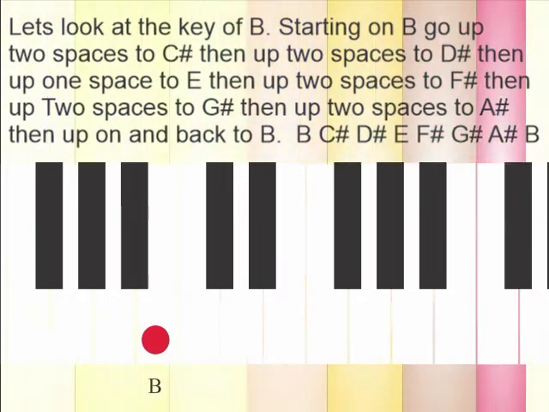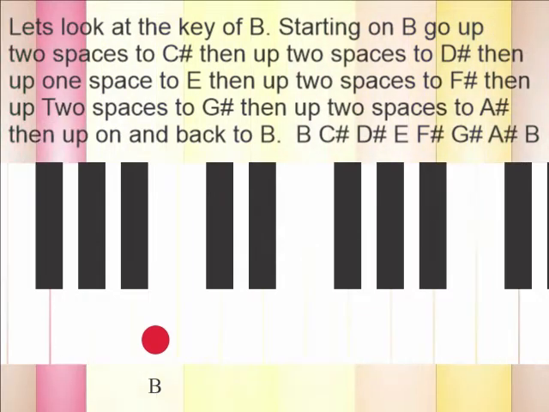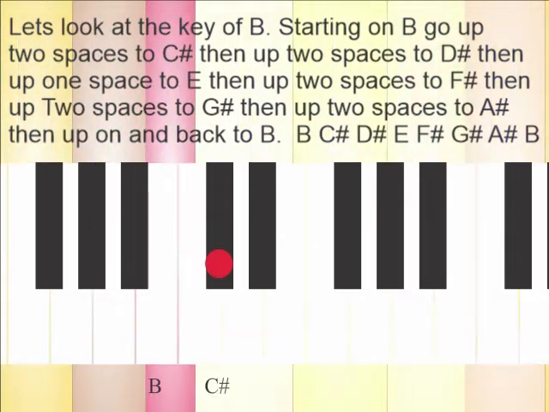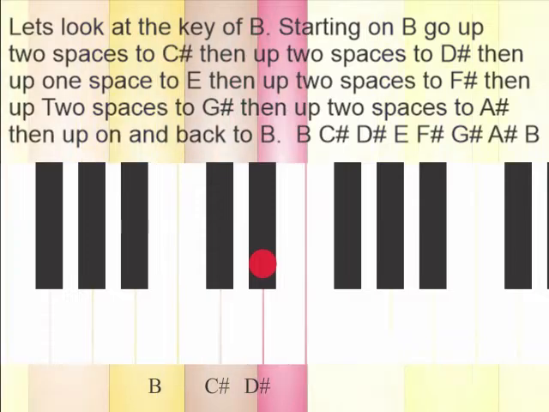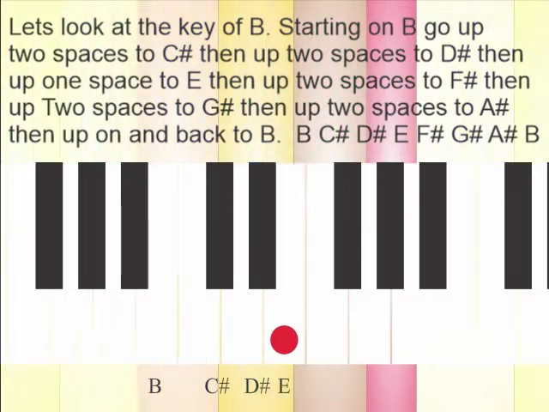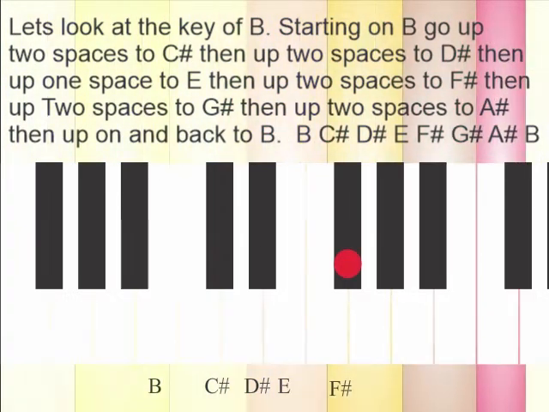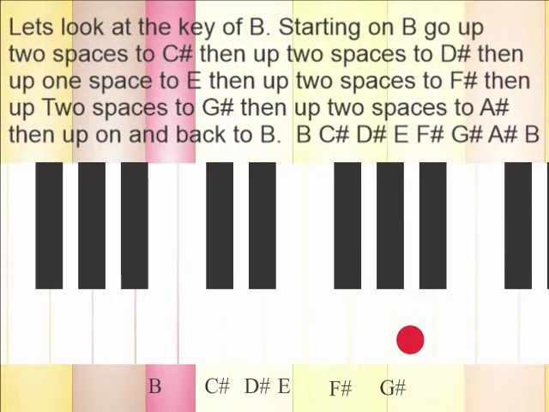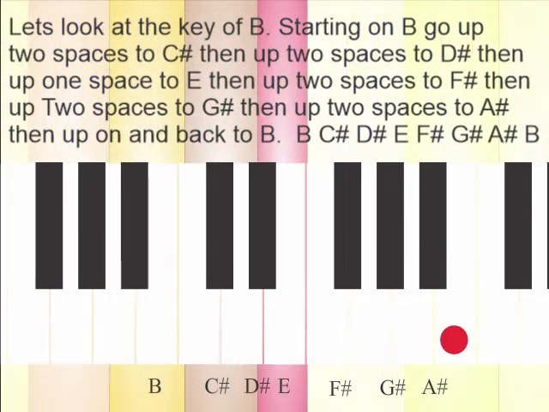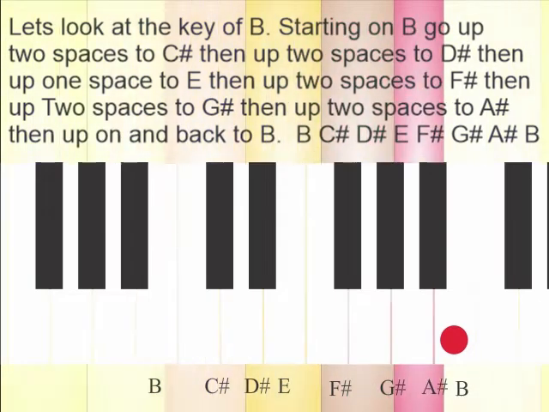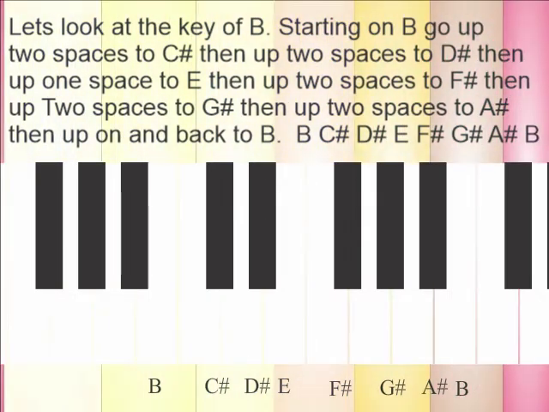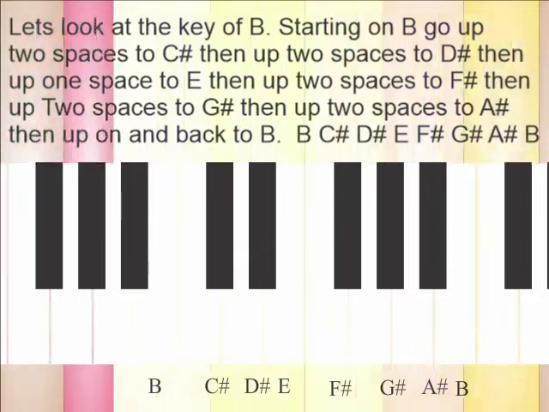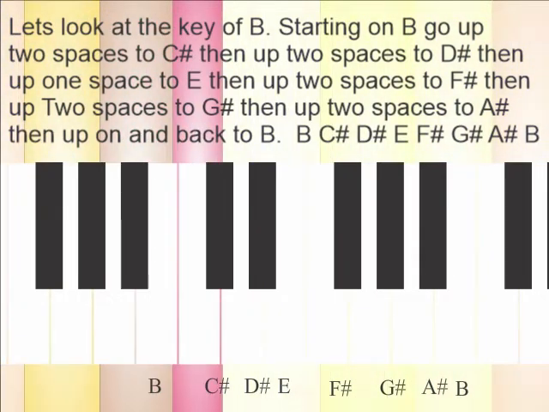Let's look at the key of B. Starting on B, go up 2 spaces to C sharp, then up 2 spaces to D sharp, then up 1 space to E, then up 2 spaces to F sharp, then up 2 spaces to G sharp, then up 2 spaces to A sharp, then up 1 and back to B. This gives you the scale of B, C sharp, D sharp, E, F sharp, G sharp, A sharp, B.